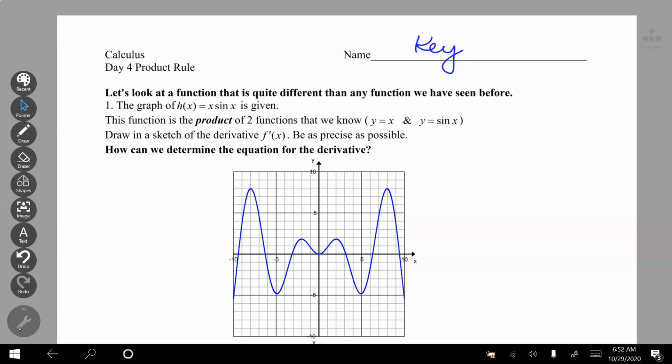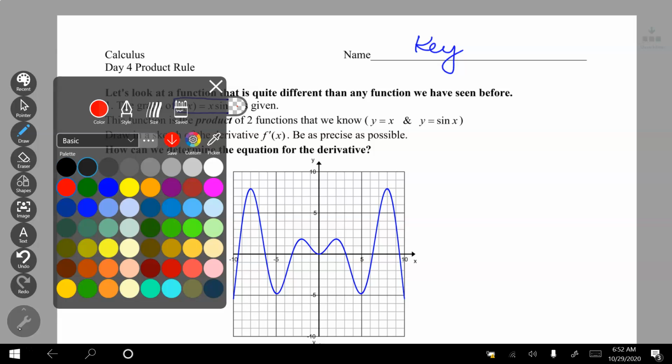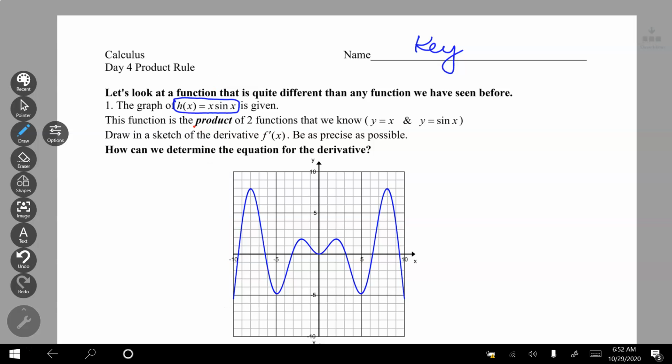So my example is right here. h of x equals x times sine of x. This is two functions multiplying each other, or the product of two functions. x is multiplying sine of x.